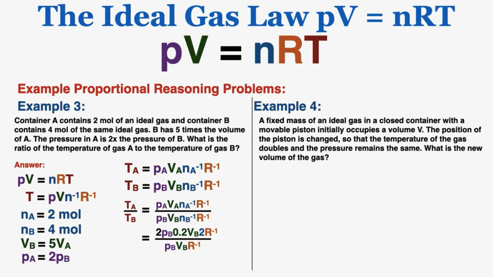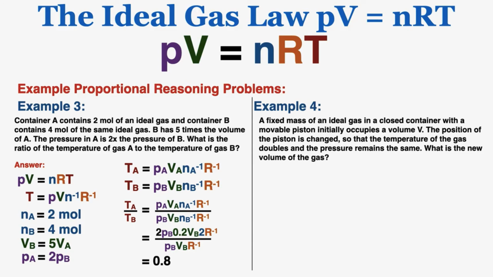And I can now rewrite some variables as other variables and start to cancel things out. So I know that PA is equal to 2PB, so I'll just replace all the A's with B variables. Because VB is 5VA, VA is equal to 0.2 VB. And I know that NA is 2 and NB is 4, so if I take 1 over 2 over 1 over 4, I get 2 in the numerator as a result. And when I multiply those out and cancel out the variables, I get 0.8. So that's the ratio of the temperature of container A to container B.